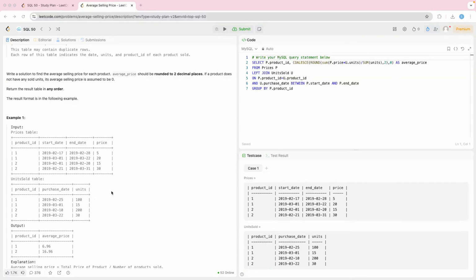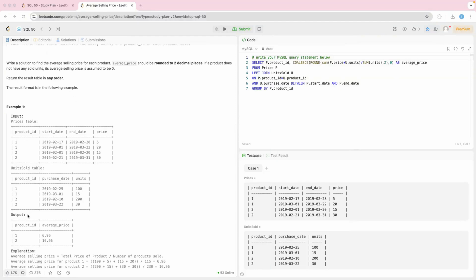Now we have to write a SQL query that will give a resultant table which will have two columns, product ID and average price. If we see product ID 1, the average price is 100 into 5, 500, plus 15 into 20, divided by the total number of units, 115. It is 6.96. Now we'll see the approach for how we can do this.